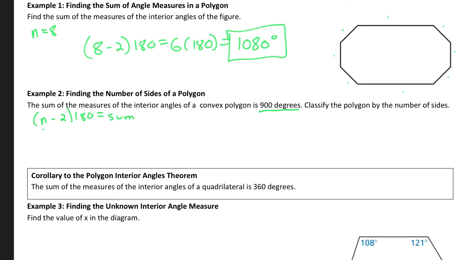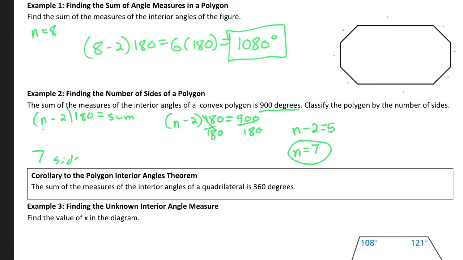So the way I'd set this up is I would do n minus 2 times 180 equals the sum, which we know is 900. So to solve this, I would divide by 180. N minus 2 equals 900 divided by 180, which is 5. And then using mental math to solve, n is 7. Okay, so the shape has 7 sides. If you want the actual name of a shape that has 7 sides, it's what's called a heptagon.